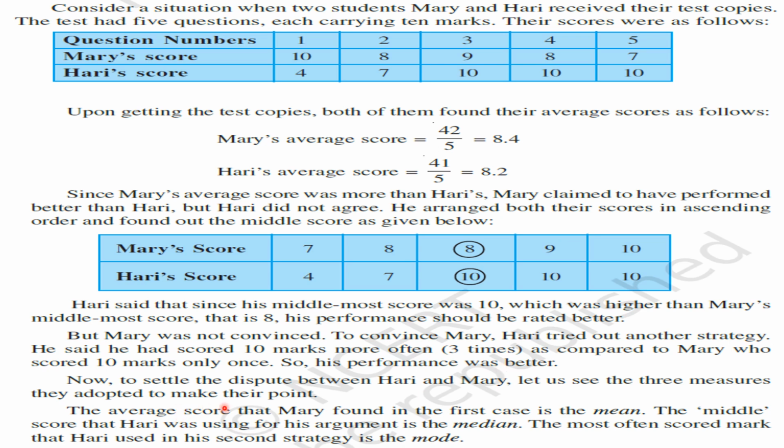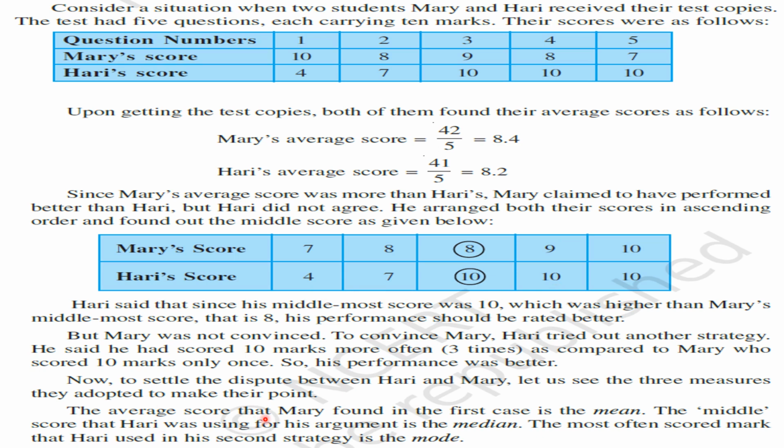Now to settle the dispute between Hari and Mary, let us see the 3 measures they adopted to make their point. Here 3 measures were considered. The first one is the average score. The second one, after arranging the observations in ascending order, is the middle number. And the third one is the number of times a score is frequently repeated.